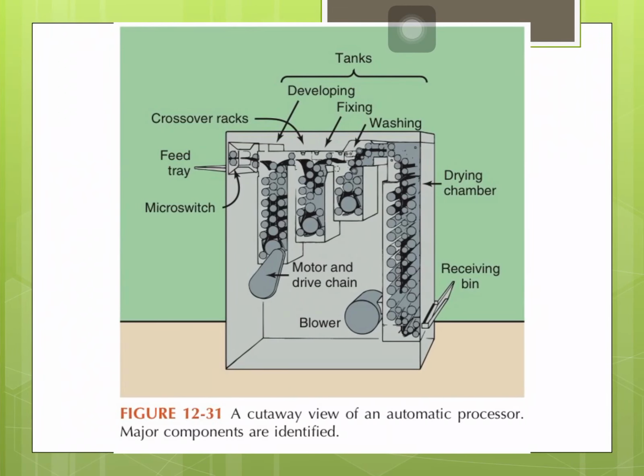So, this is the cross-section, or the cutaway view of an automatic processor. So, kung mapapansin, ang ating rollers ay madami sa loob ng automatic processor. So, nagkasama-sama dyan si transport roller, master roller, and planetary rollers. Okay?